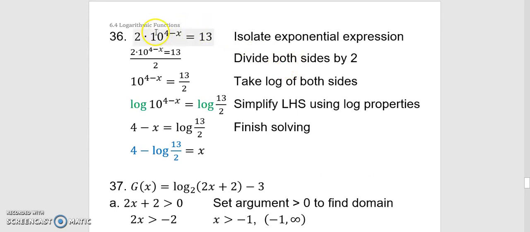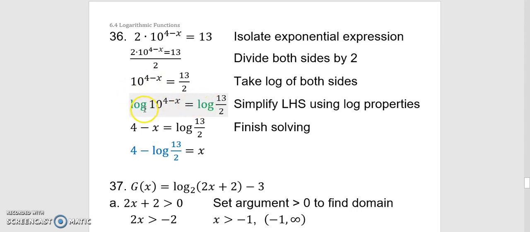36. So now we have an exponential equation, but before we begin manipulating the equation any further, we want to have our exponential expression, which is 10 raised to the 4 minus x, by itself. So first we're going to divide this 2 away over here to the right side so that we have 10 raised to the 4 minus x by itself. That way, when we take the log of both sides, we're only taking the logarithm of this exponential expression on the left. So we'll take the log of both sides here.